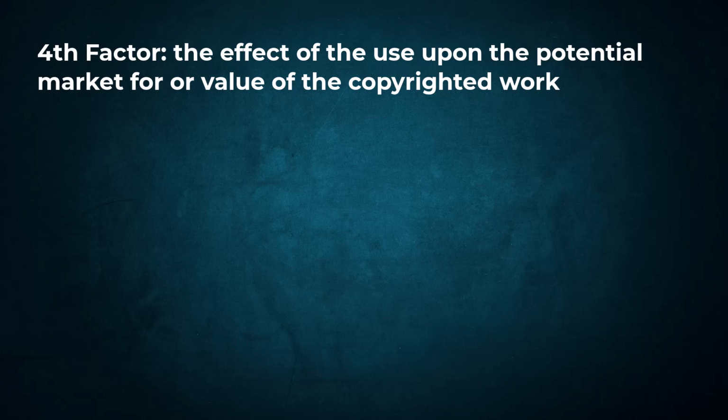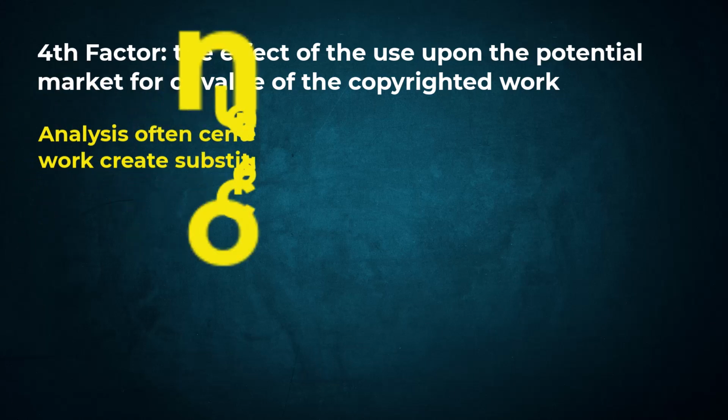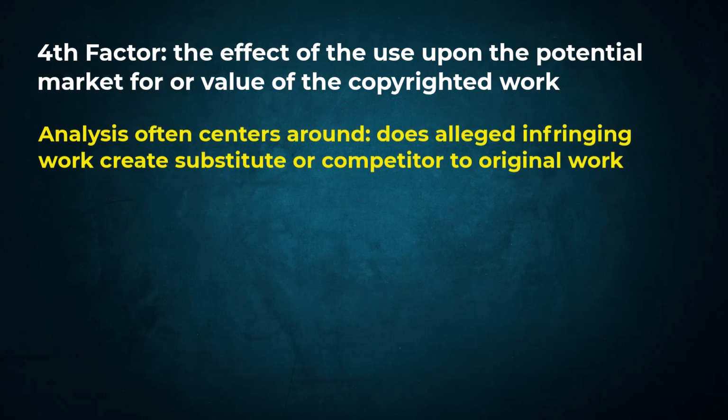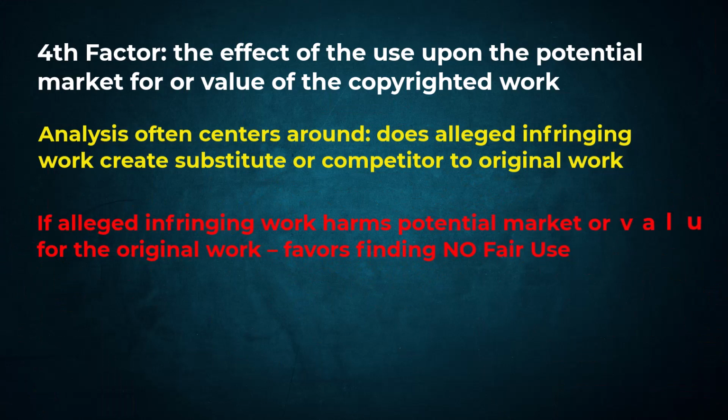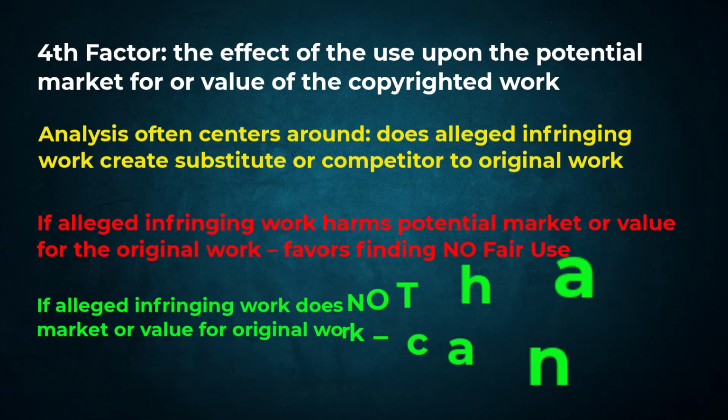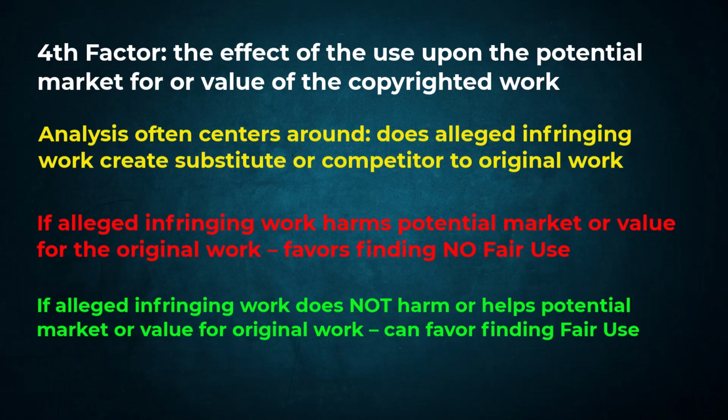And again, the fourth factor was the effect of the use of the alleged infringing work upon the potential market for or the value of the original copyrighted work. So with the fourth factor, you kind of want to think about whether or not the alleged infringing work creates a substitute or a competitor to the original work. For example, if the alleged infringing work harms the potential market or value for the original work, that would favor finding no fair use for this fourth factor. Whereas if the alleged infringing work does not harm, or even maybe it helps the potential market or value for the original work, that could favor finding in support for fair use for this fourth factor.